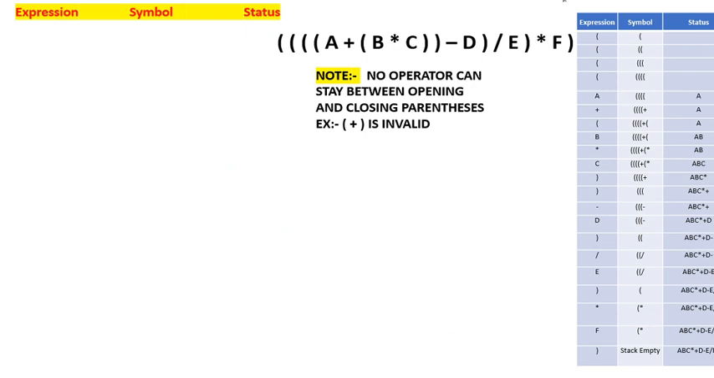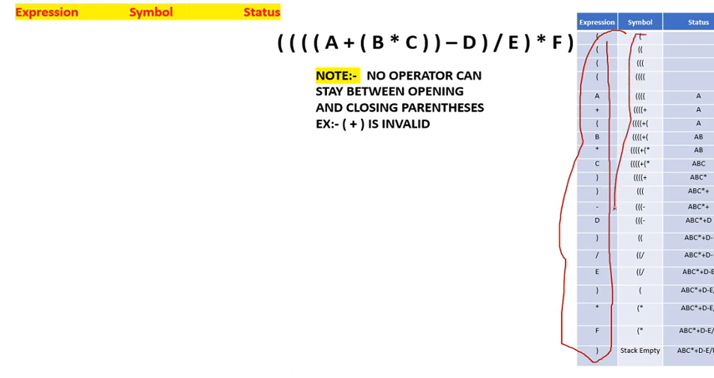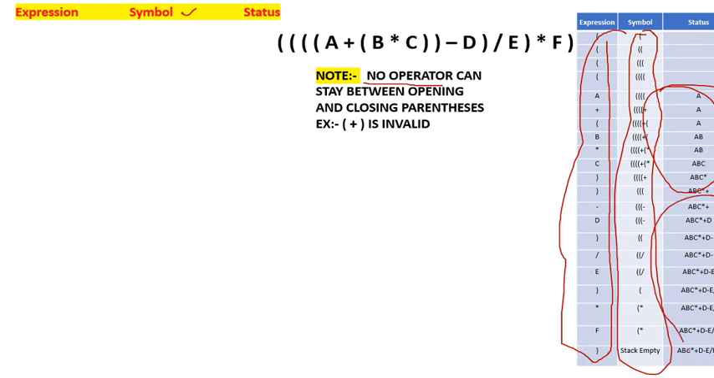Here you are seeing that each and every symbol written in our expression is coming in expression, but in symbol only the parentheses and the operators are coming. Only the operators and parentheses come in symbol. In status, in general, only operands will come, like A, B, C, D, E, and F. But in some cases an operator will also come, depending upon the condition.